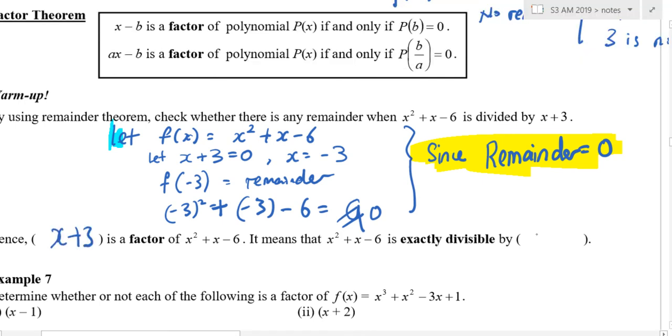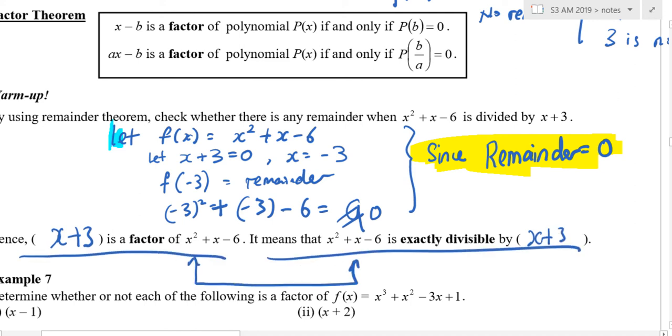And it is totally divisible by x plus 3. So these two statements actually mean the same thing. Same, same. Sometimes the exam will ask you in this way, sometimes in that way, but you need to know it means the same thing. It means no remainder. It means it's a factor. It means if I sub in, f of that number is equal to 0.